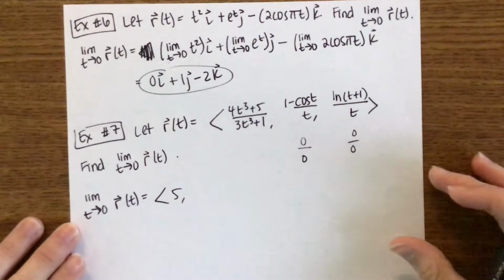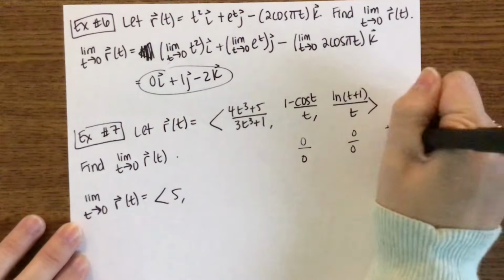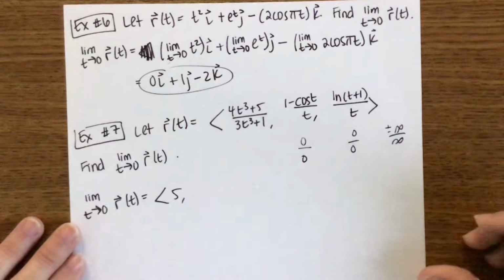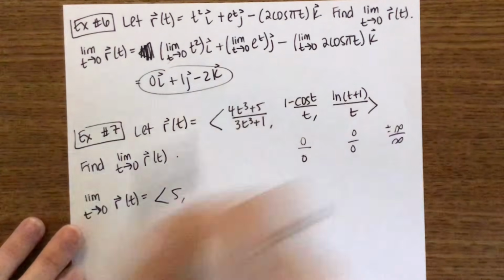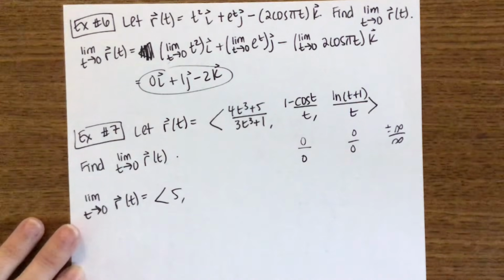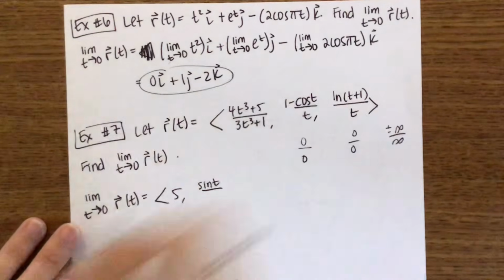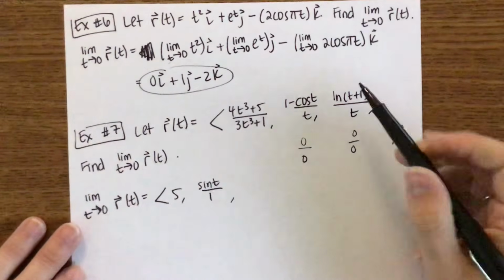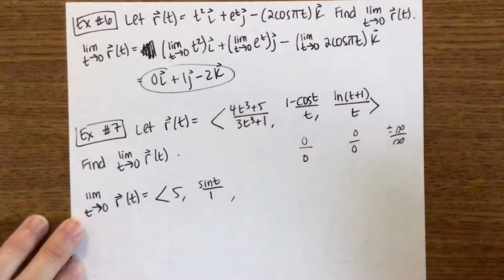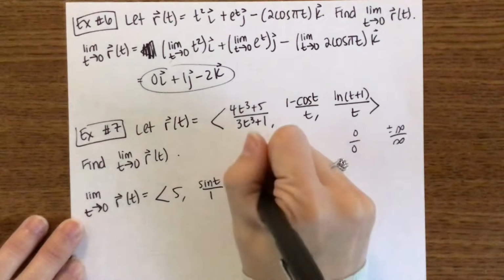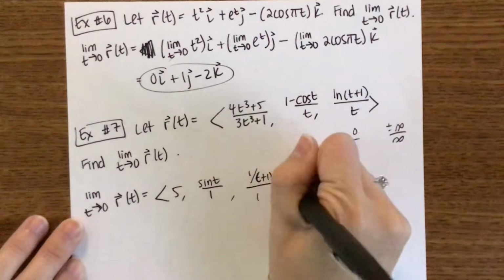What do we have to do? L'Hopital's rule. Remember, L'Hopital's is also when you have infinity over infinity, or plus or minus infinity over infinity. Okay, so take the derivative of 1 minus cosine t. What is that? Sine t. So we get sine t over 1. Derivative of natural log of t plus 1: 1 over t plus 1. And then the derivative of t again gives us 1.